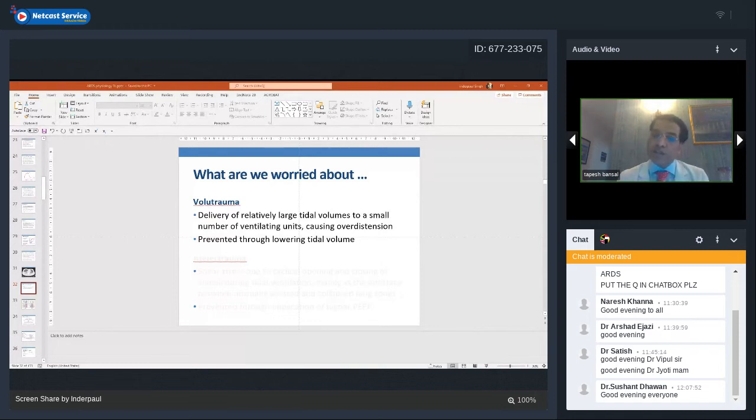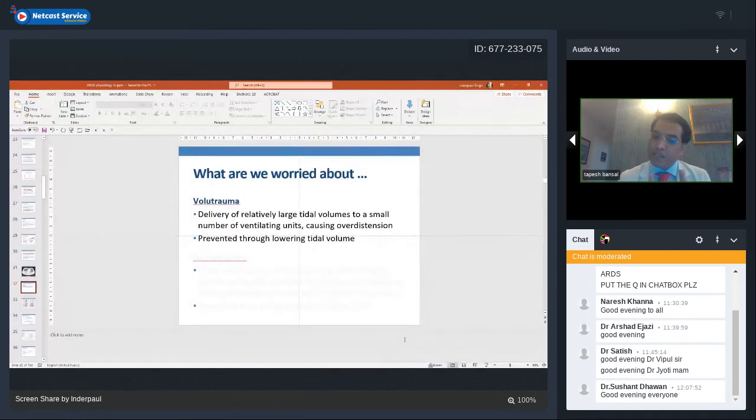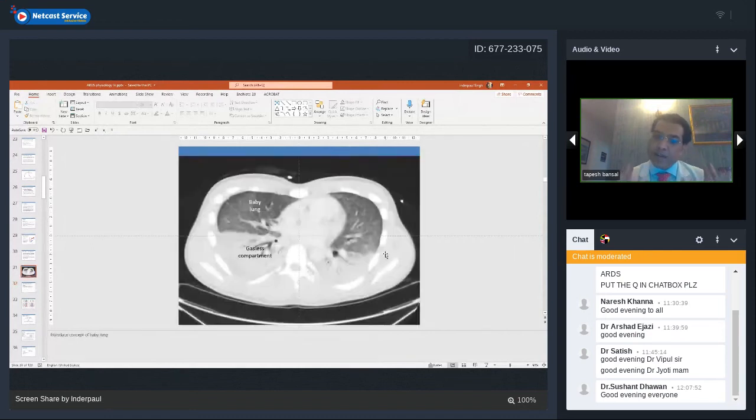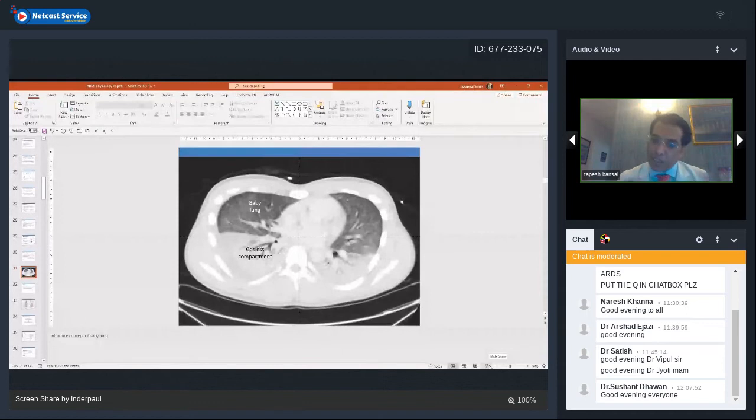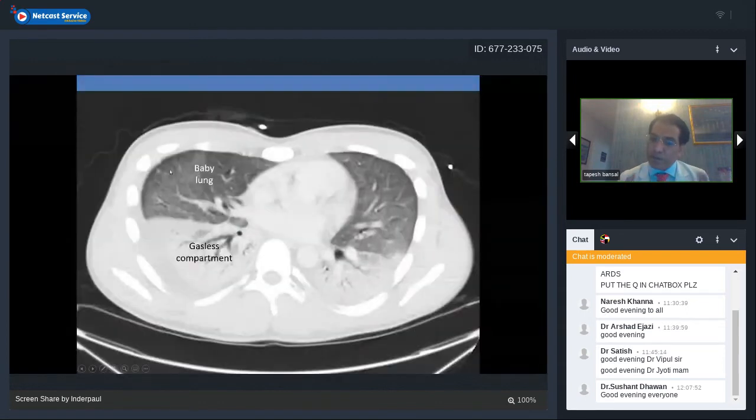The other thing is PET studies have shown that even areas of the baby lung are inflamed. The baby lung itself is inflamed. It is not normal physiologically. That should also be clear, but it is well aerated and its compliance is normal.